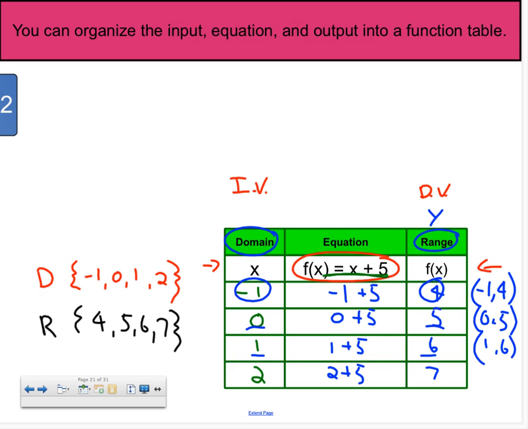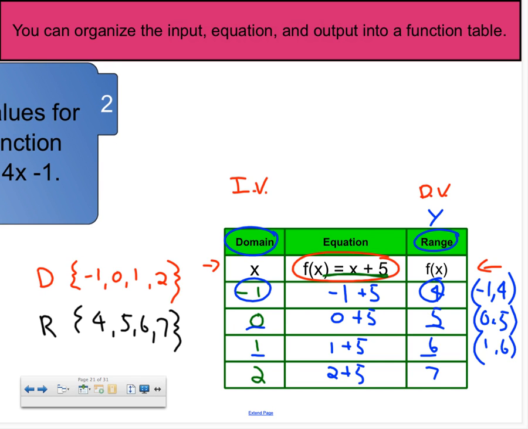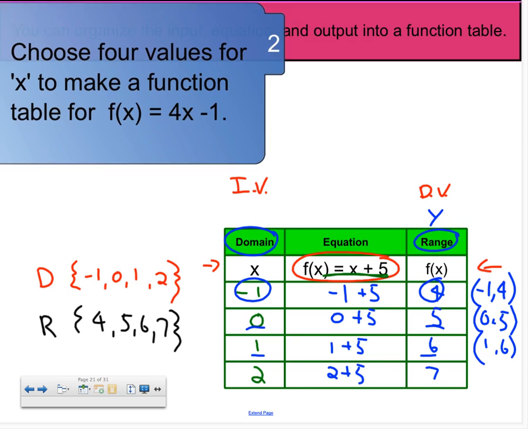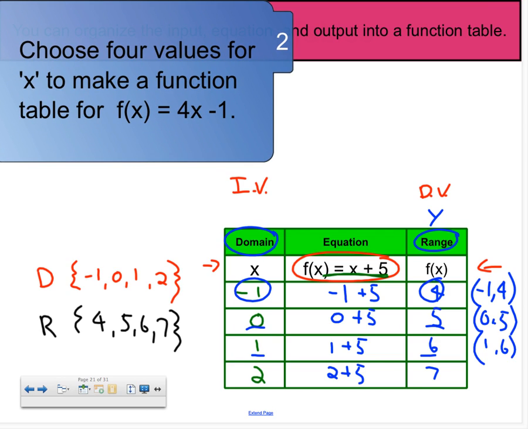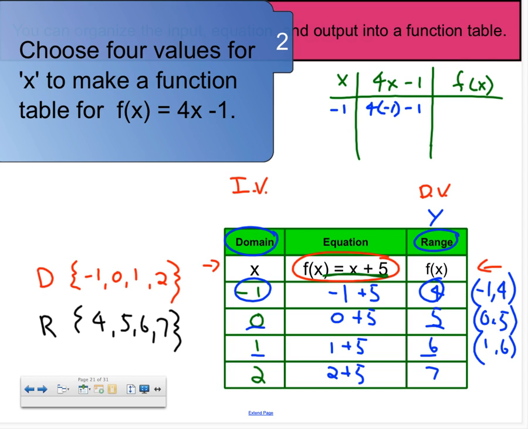Let's try one more. I want to do one more real quick just to show you how easy and quickly you can do this. If they give you a function, 4x minus 1, we simply make a quick table. So my x is going to be here. My rule or my function is 4x minus 1. And then my f of x or my y value or my range would be over here. So now it's just a matter of choosing some quick values. If I choose, let's say -1, 4 times -1, which would be -4, minus 1 gets us -5.